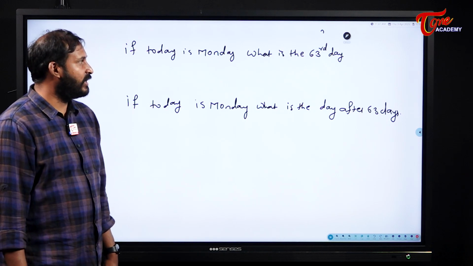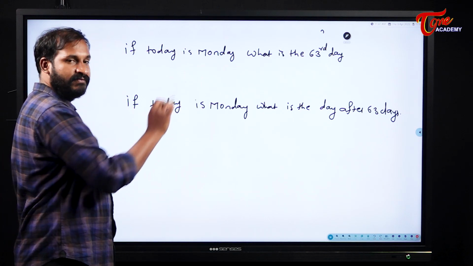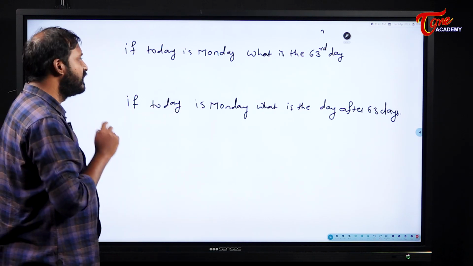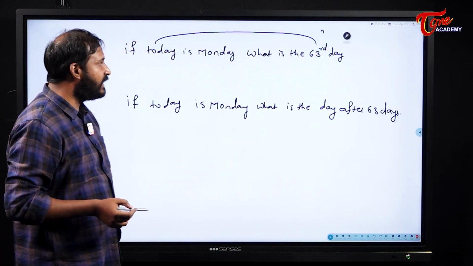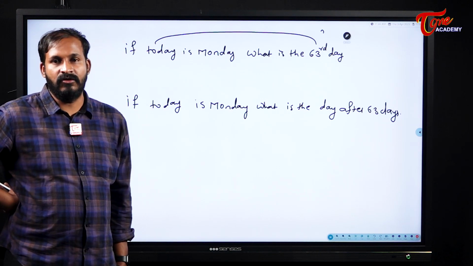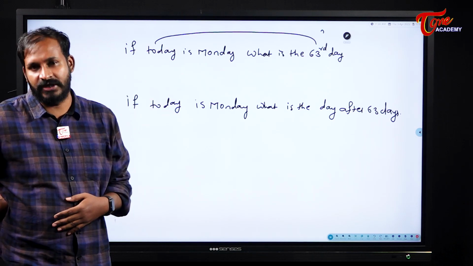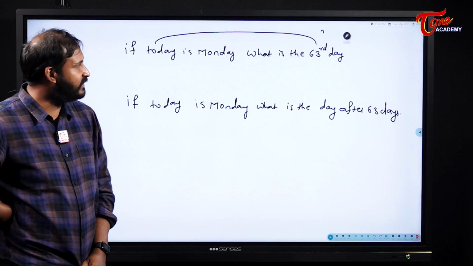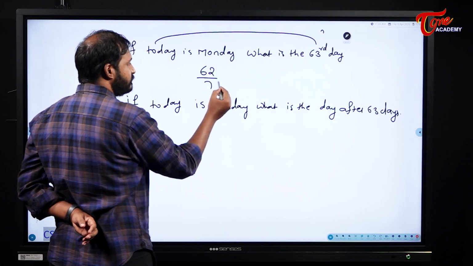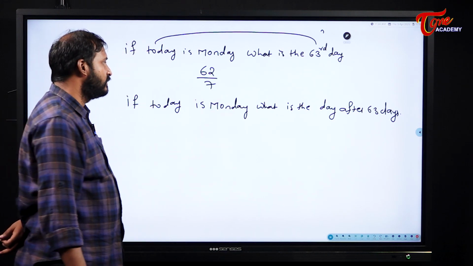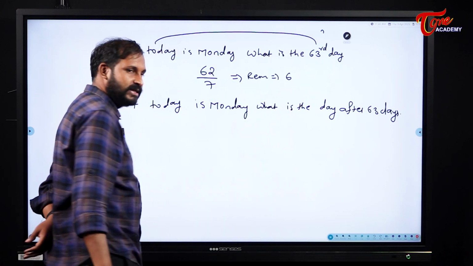If today is Monday, what is the 63rd day? If today is Monday, what is the day after 63 days? There is a lot of difference between these two things. How will we find it, sir? Simple. Try to find the difference between these two. Today is Monday and they are asking the 63rd day, so what is the time difference between these two? Only 62 days. So take 62 by 7, and the remainder you get is 6.